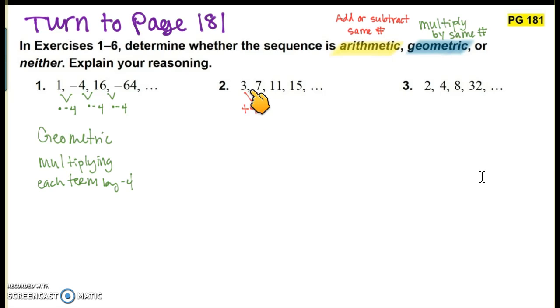right? If I take 3 and I add 4 to it, I get 7. Well, if I continue to add 4, so 7 plus 4 is 11. And if I add 4 more, 11 plus 4 is 15. So this would be an arithmetic sequence because we're adding the same number each time. So I can classify number 2 as arithmetic. And that is because we're adding the same number each time. So adding positive 4 each time.